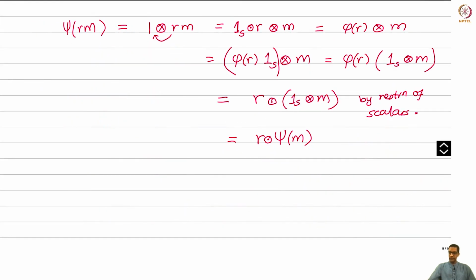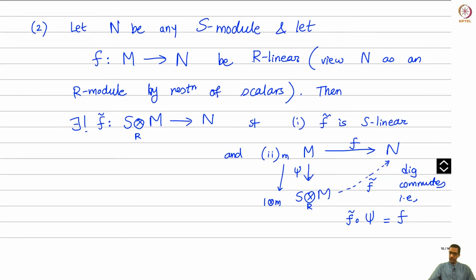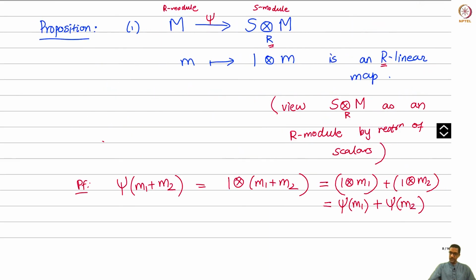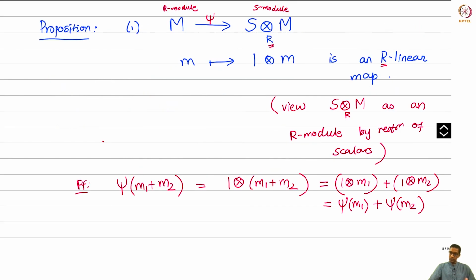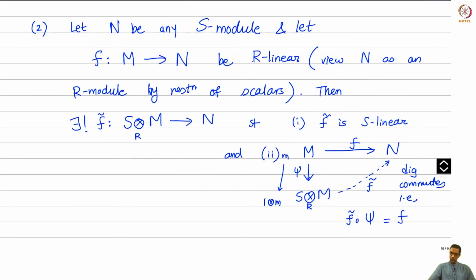Okay, now observe that what we have shown is that there exists, at least there exists a map F tilde which does the job. Okay, but why should this be unique? Well, there's still a little bit more to prove that this is in fact unique. Let's go back here. There exists F tilde which makes this diagram commute. That's what we have shown, and we have shown F tilde is S linear. What still remains to be proven is that such a map is unique.